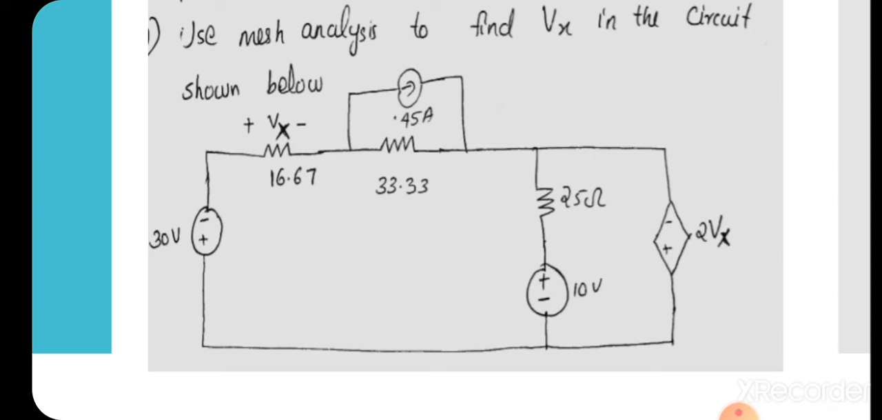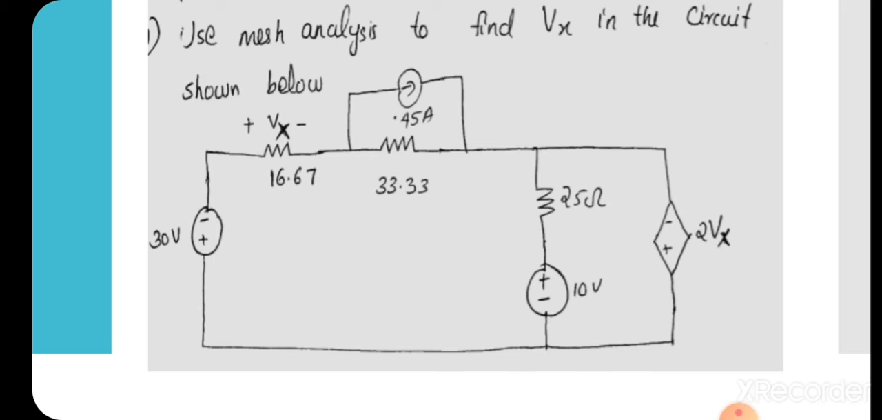And what is the second point? The second point is that we have to assume loop currents. What are the loops here? There is a first loop, and another loop, and another loop. How many loops are there? There are 3 loops.